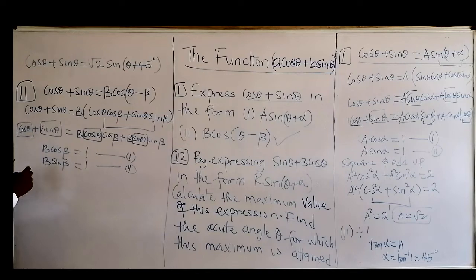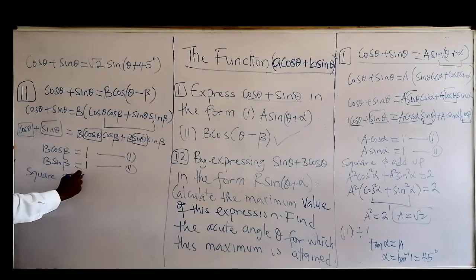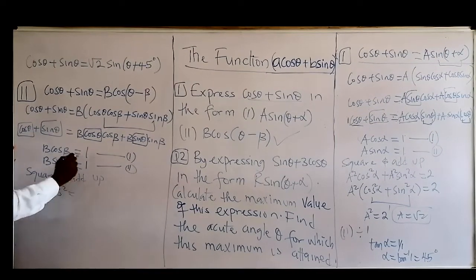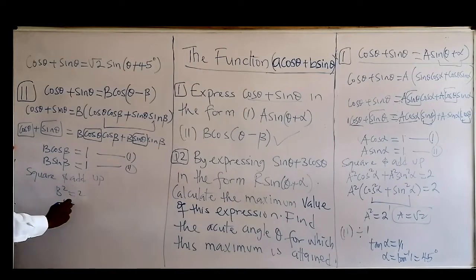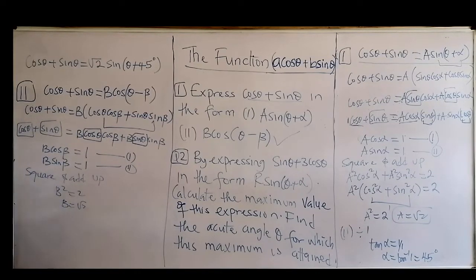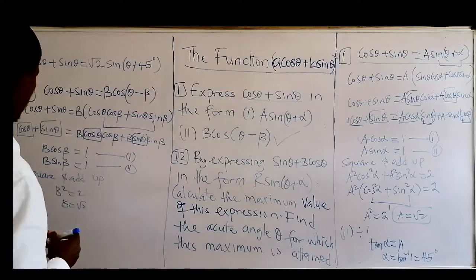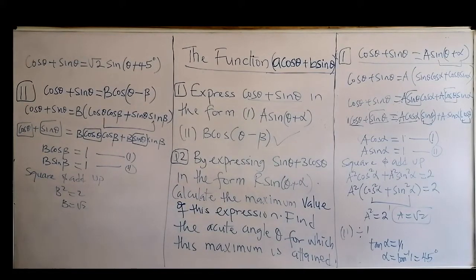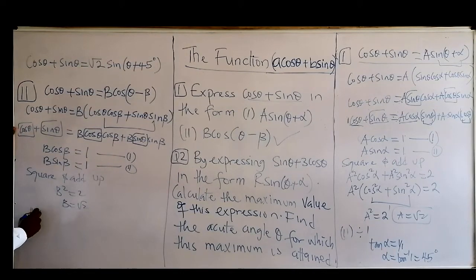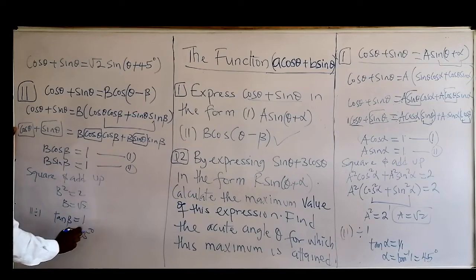So square the two equations and add up. That will be b squared equals 2, so b is root 2. Then the next thing to do is to divide equation 2 by equation 1, which gives tan beta equals 1. So beta is 45 degrees.